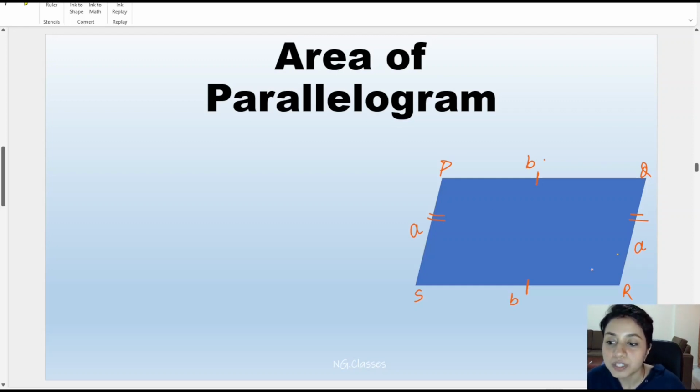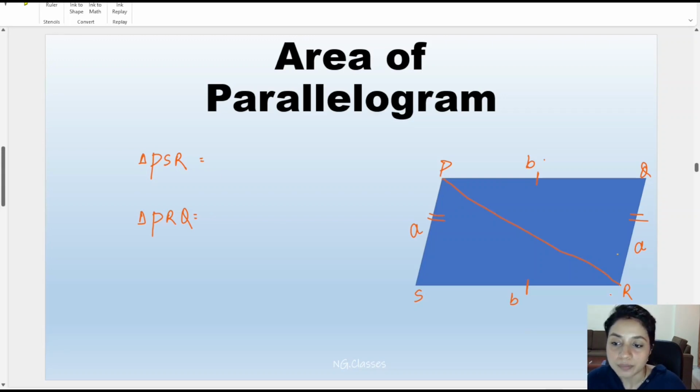So let's join P with R. Let's draw the diagonal PR. So here we got the diagonal PR. Now here we can see two triangles, triangle PSR and triangle PRQ. Now to find the area of this parallelogram PQRS, once we find the area of triangle PSR and the area of the triangle PRQ, and when we add both the areas, then we will get the area of the parallelogram. So let's find the area of the triangles one by one.